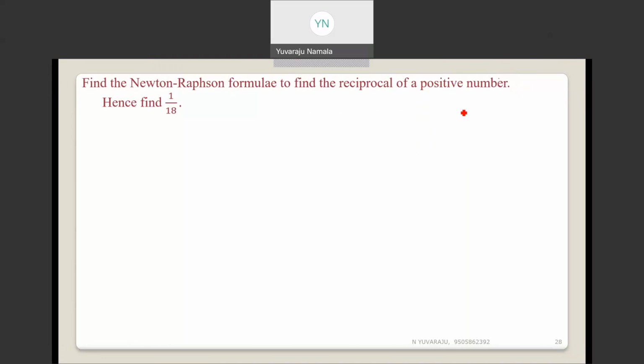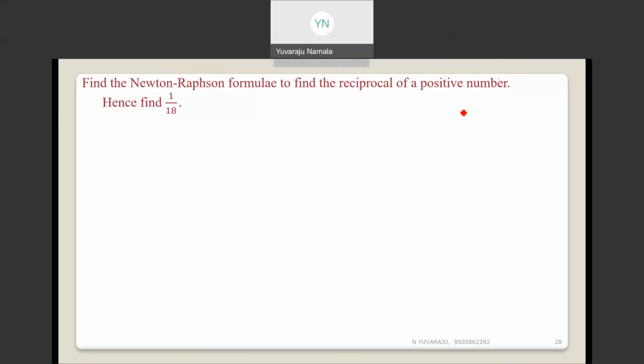But how do we find the reciprocal of a positive number? That is 1 by something, a real number. That is the reciprocal here. For example, k is a positive number. You choose k, any positive number. Now, to find 1 by k, we need a Newton-Raphson formula. Using that formula, you can find 1 by 18.